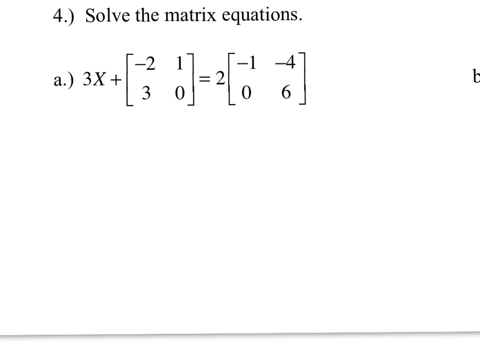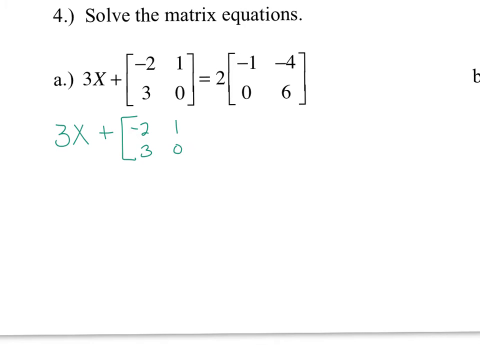For number 4, this is a matrix equation, so our answer is actually going to be a matrix, and it's going to be X equals a matrix in the end. So the first thing I'm going to do is make everything on this right-hand side multiplied by 2. I'm going to go ahead and do that. Again, remember capital letters for matrices.